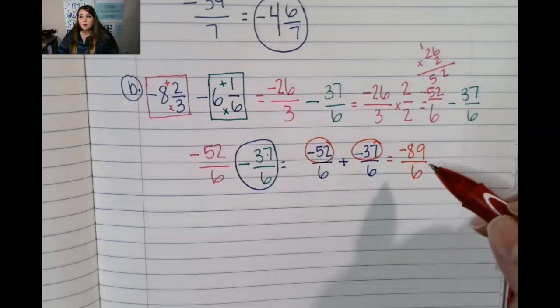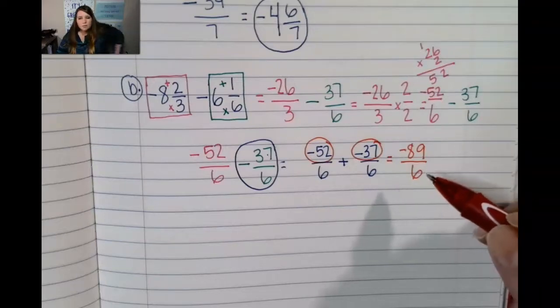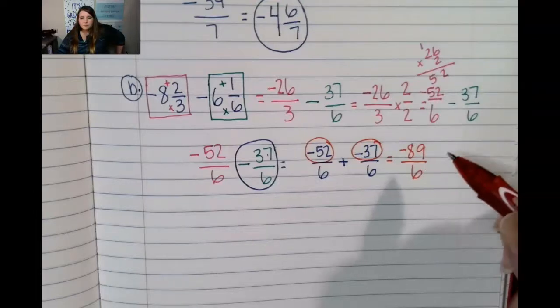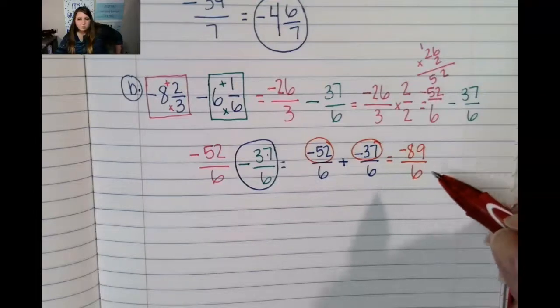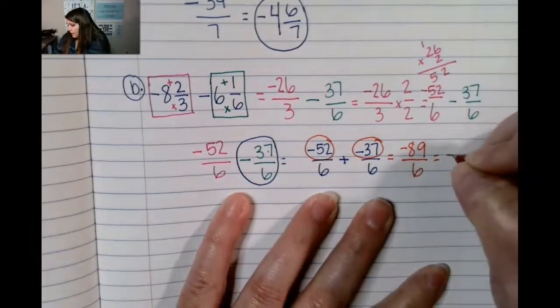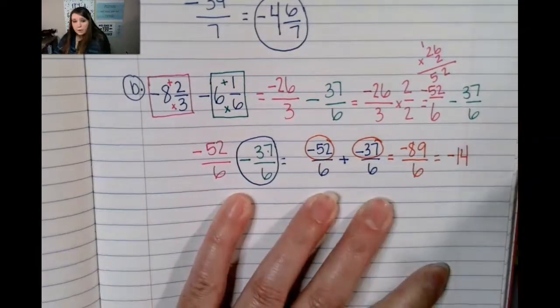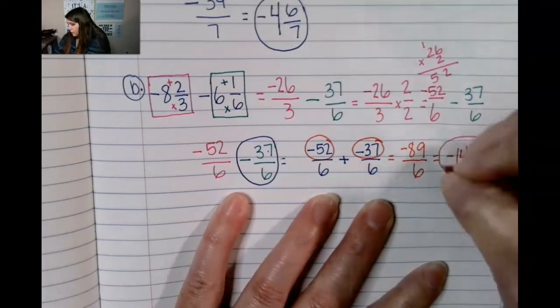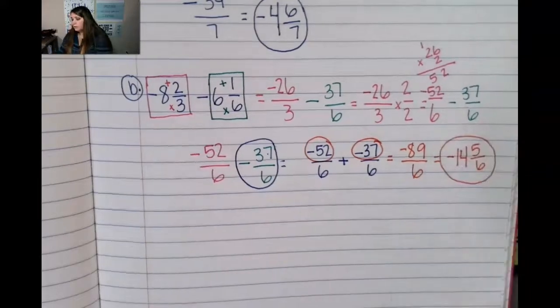Okay, so let's see here. 6 times 11 would give us 66. So it's got to be more than that. So it is going to be 14. So we have negative 14 and we have 5/6 left over. This is my final answer.